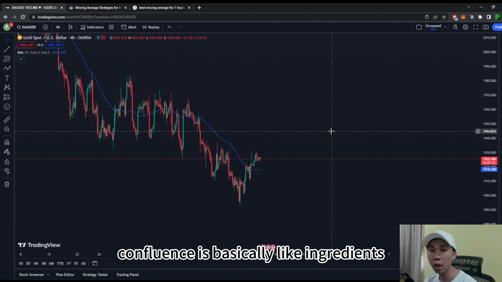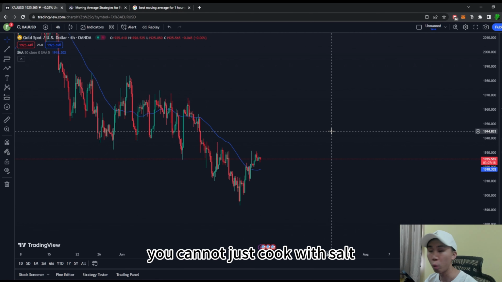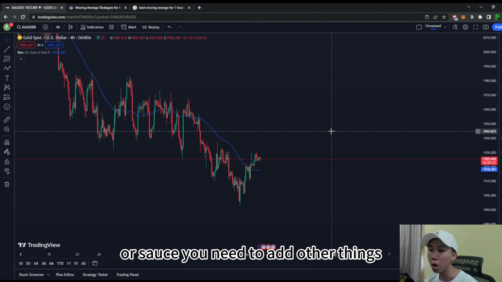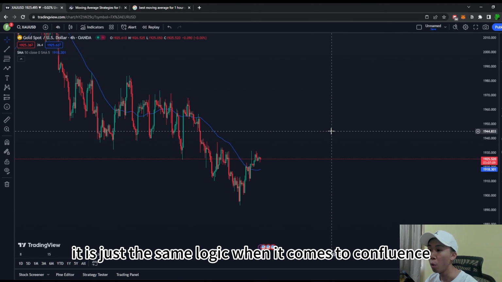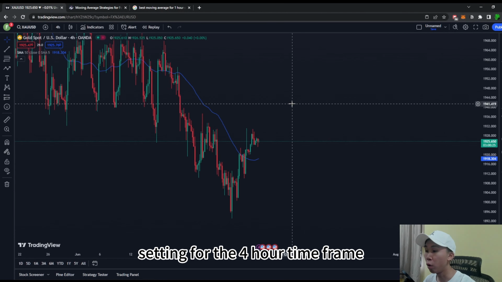Confluence is basically like ingredients. When you're cooking, you cannot just cook with salt. You need to add other things like pepper or sauce. It is just the same logic when it comes to confluence. That is the moving average setting for the 4 hour time frame.